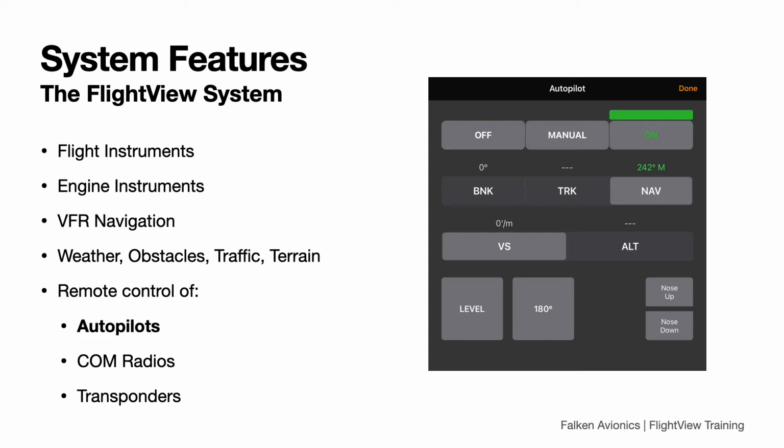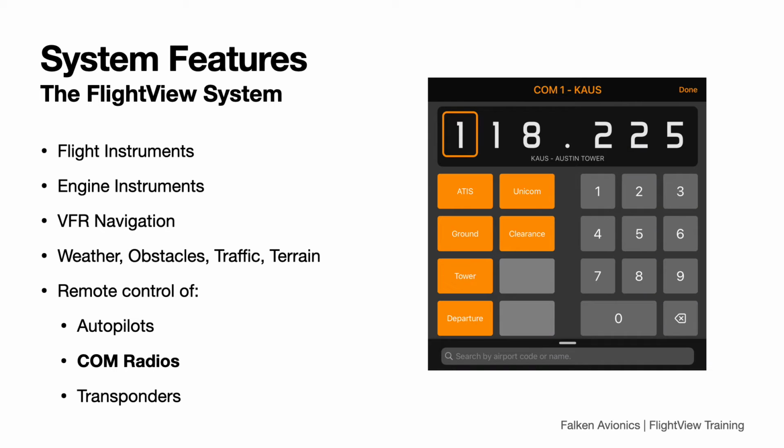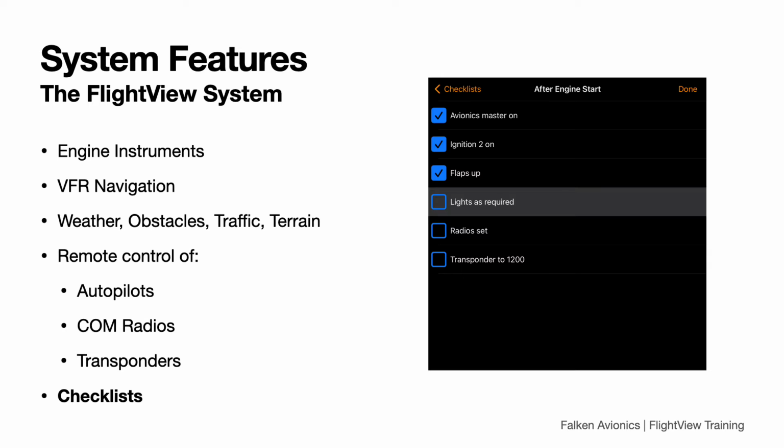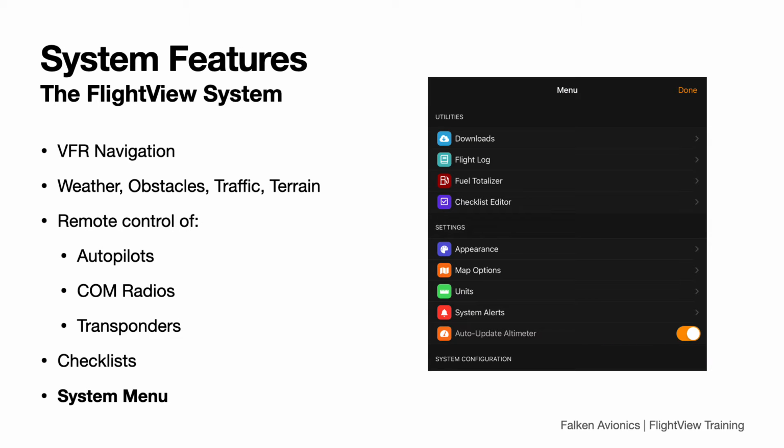Our autopilot integration offers GPS steering, often referred to as GPSS, that eliminates waypoint overshoot and makes for a more efficient course. COM radio integration allows you to load and activate frequencies at the touch of a button. And our transponder integration quickly allows you to key in a squawk code or trigger the ident function when requested. We also have an integrated checklist system that displays and optionally plays custom list items. And the whole system is configured using a simple set of controls.